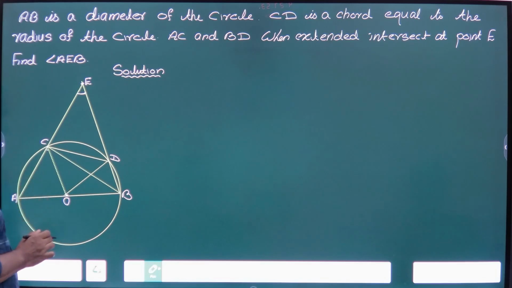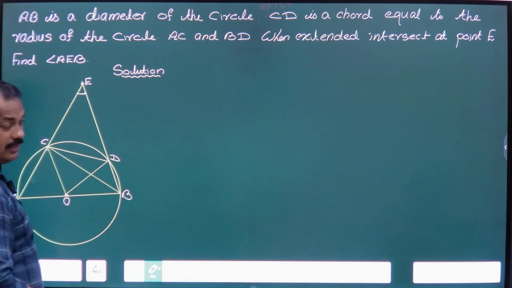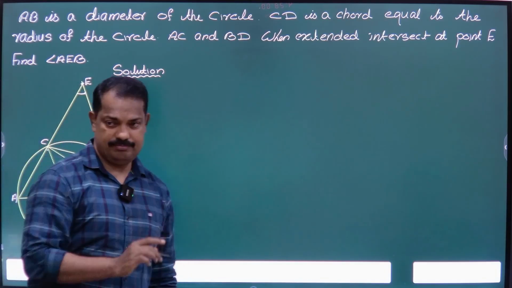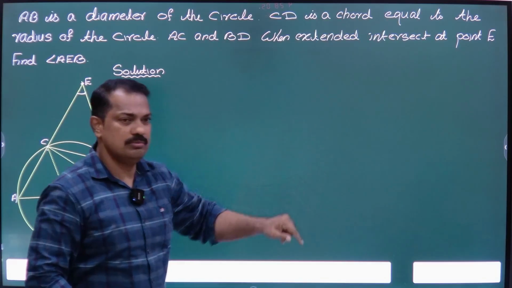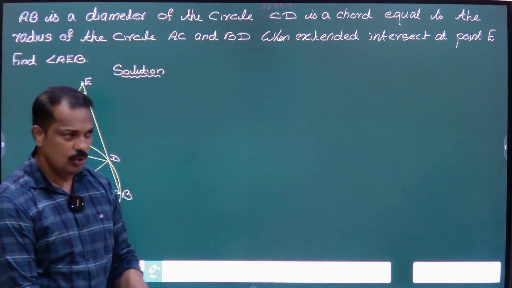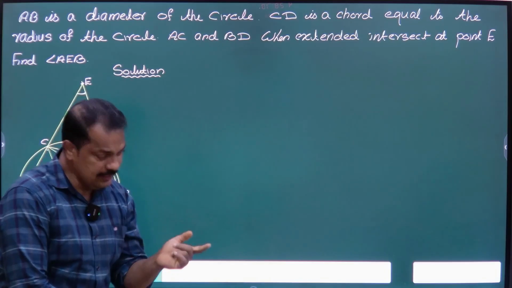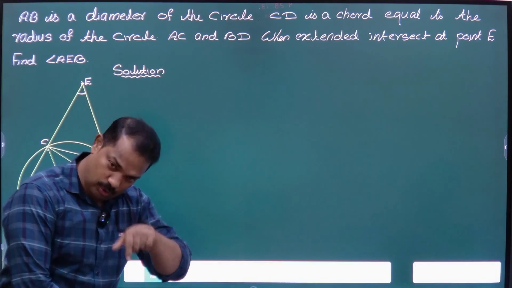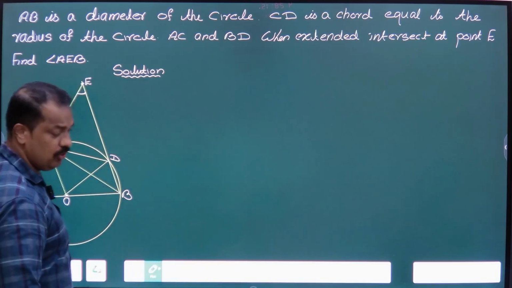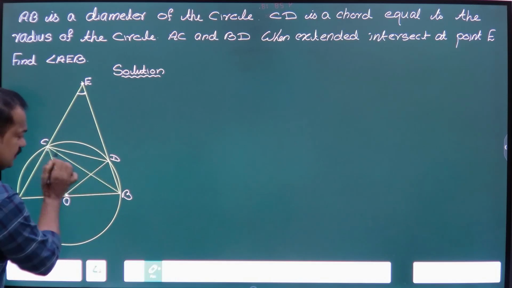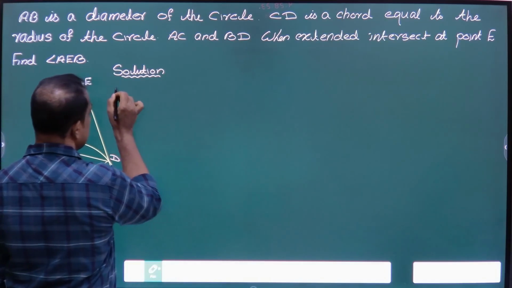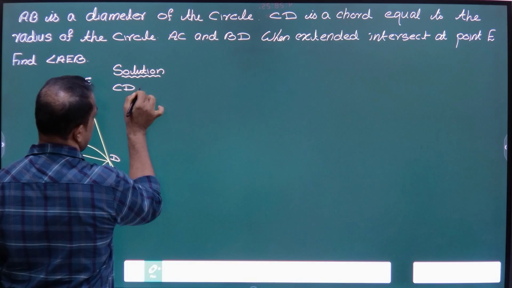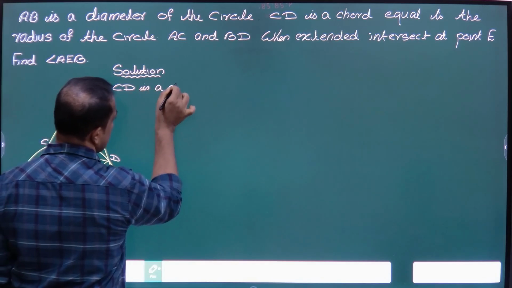OC is called radius. OD, radius. CD, what is CD? Chord. According to question, CD is a chord equal to radius. OC radius, OD radius and CD is a chord that is equal to radius. So we can say OC is equal to OD is equal to CD. Yes or no?